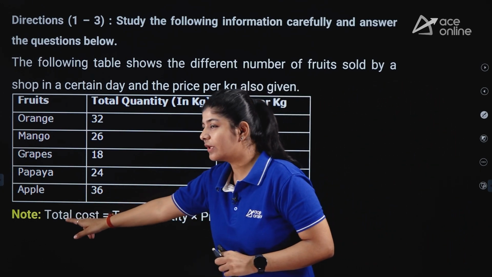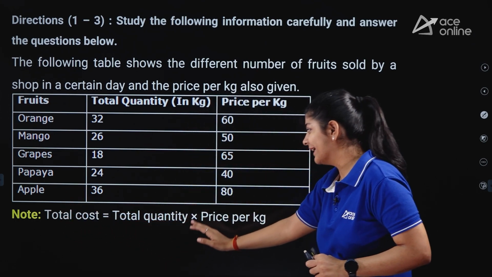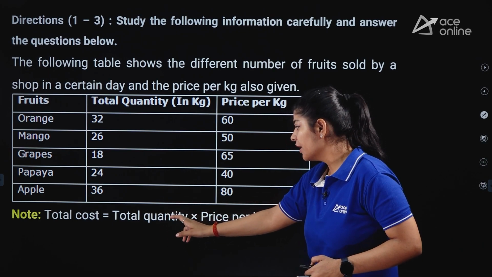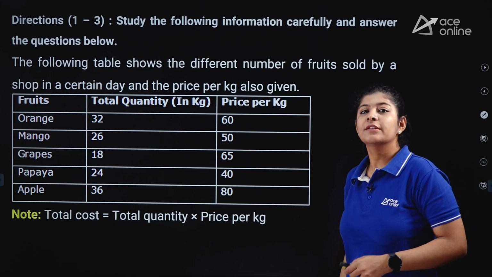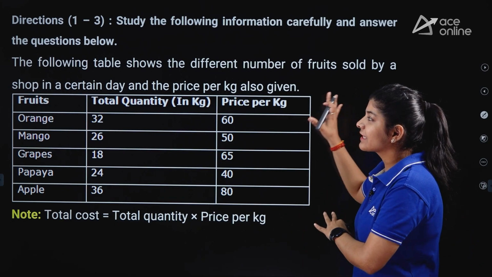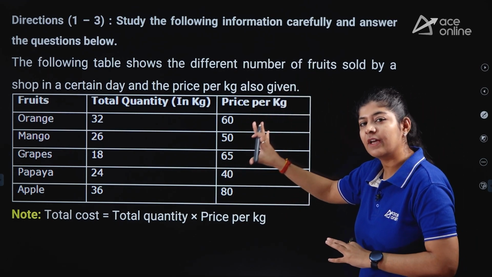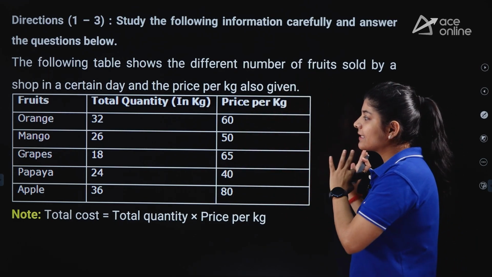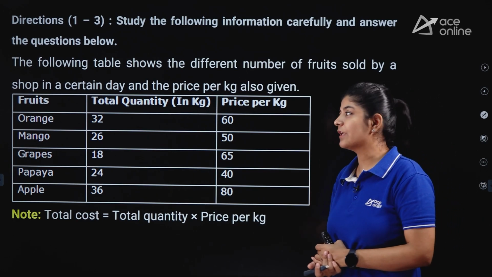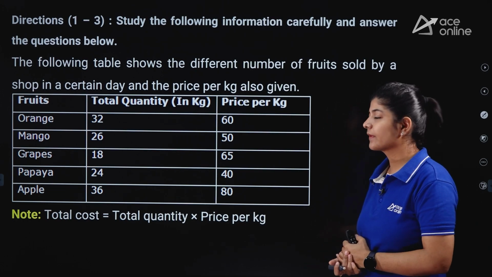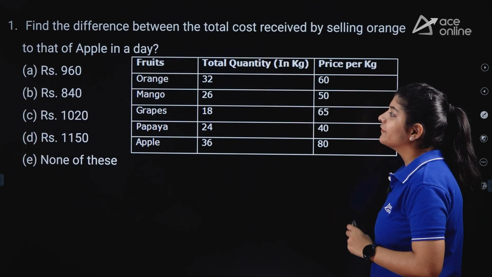Here a note is also given. If we have to find out the total cost, it is calculated by total quantity into price per kg. This is your data which is given in your DI. Now, on the basis of this particular DI, we are having few questions. So just simply analyze this particular DI and after that we will start the questions based on it. Okay, so let's start with the very first question.